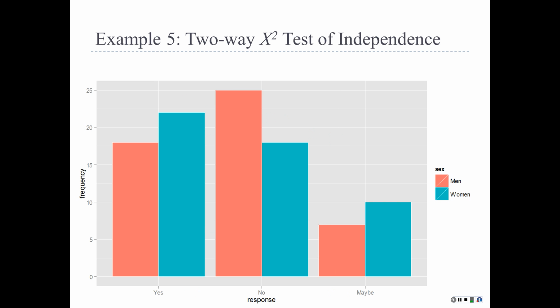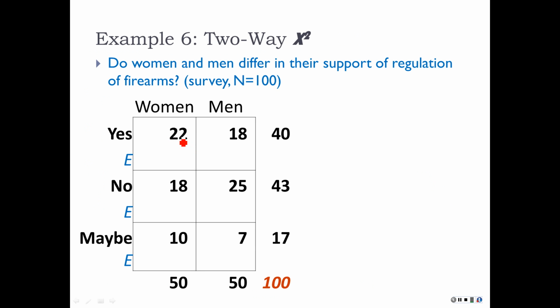We could graph it the other way too. We could put yes, no, and maybe on the x-axis and cluster them, or within the clusters put separate bars for men and women. So you can see men's pattern is this, and women's pattern is this. I don't know, that's not that different. It's a bit different. I mean, visually there's a difference. The question is, with an n of 100, is that statistically significant? Is that enough for us to trust that that difference in pattern is also present in the population? So let's look at the numbers here, and let's put some expected values in there.